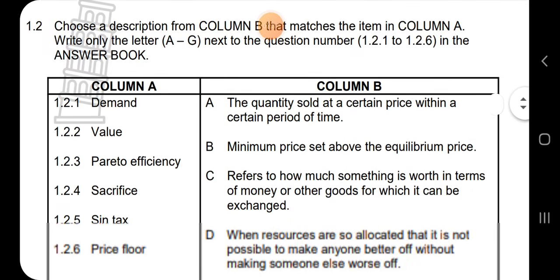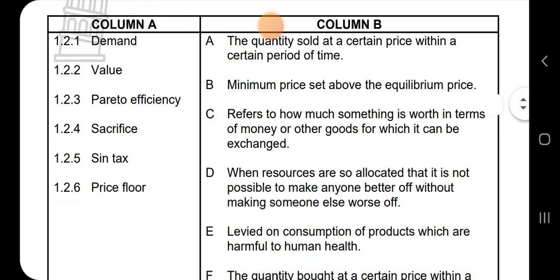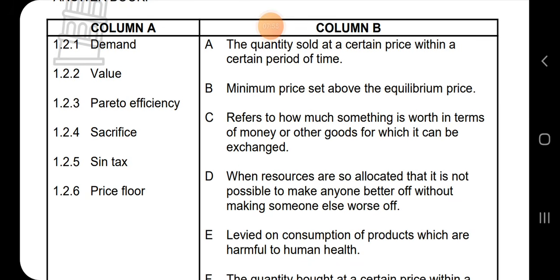Alright, so here we are on 1.2. 1.2 says choose a description from column B that matches the item in column A. Write only the letter A to G next to the question number in the answer book. So we have column A and column B. In column A, we have demand, value, Pareto efficiency, sacrifice, syntax, and price floor. Now we have to match all these descriptions in column B with the words in column A.